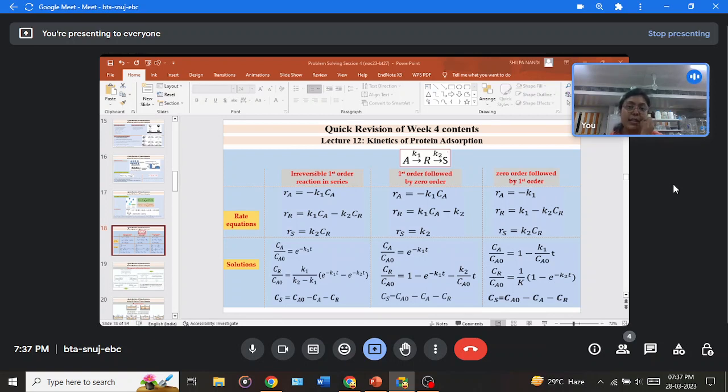So this basic table I have merged from the lecture, so you can just go through it once. Apart from that, since this table was given in various slides and it was not merged as a table, I just tried to give all the rate equations as well as their solutions in a single table.